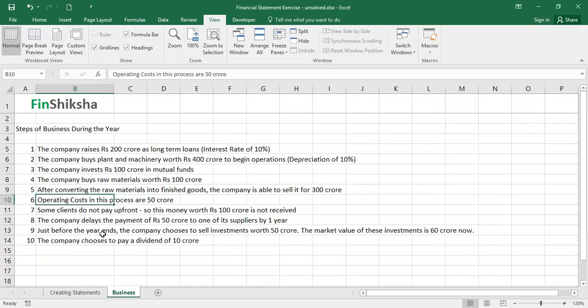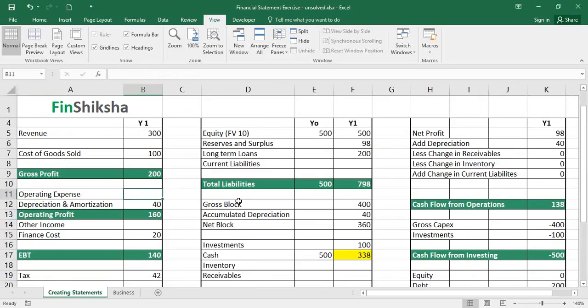Now you note that step 6, in this entire process of making this product and selling it, operating costs are 50 crore. So you would have an operating expense of 50 crore. 50 crore of operating expense would reduce your profits by 50 crore and profit before tax by 50 crore. It will also reduce your tax, remember. So 30% of 50 crore is the saving that you will have. You do this, tax, note that tax goes down to 27 from 42. And while your total expense increased by 50 crore, cash went down by only 35 crore.